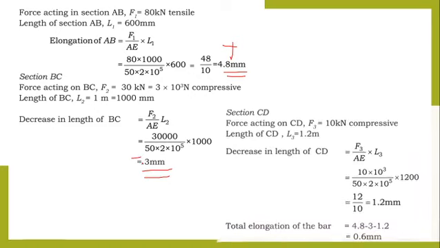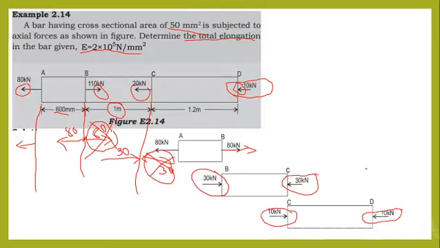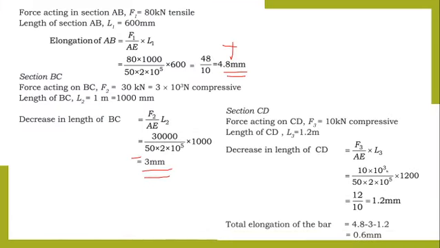In the third section, CD, again we got a load of 10 kilonewton, length of 1.2 meter. So we will be substituting the value. Load 10 kilonewton, length 1.2 meter into millimeter, 1200. And A is equal to 50, E is equal to 200/5. Net effect again is compressive, so it will be a negative value. So we will be taking 4.8 as positive and 0.3 and 1.2 as negative. So net effect we will have 0.6 millimeter as the total elongation of the bar. Okay.